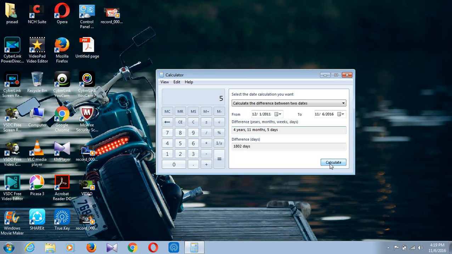I can simply click on the calculate button and look at this, the boy will be 4 years 11 months and 5 days. So this is all about calculator.